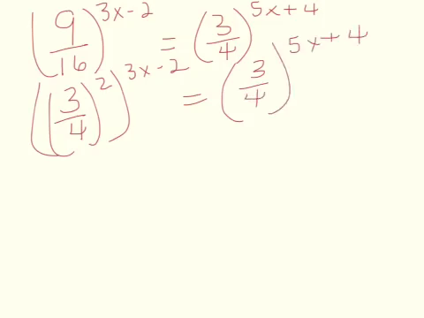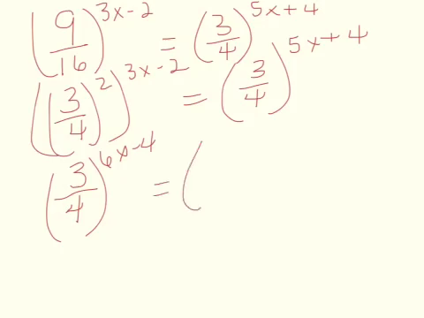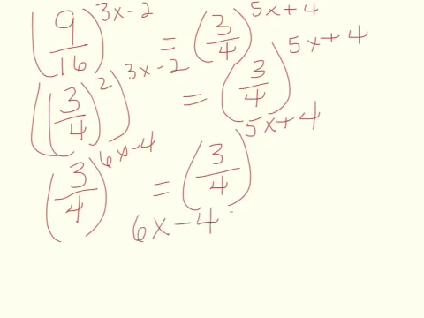And again, we use a rule that says a power to a power we multiply. So that will give me 6x minus 4. And if the bases are the same, then we can set the exponents equal to each other. And we get x equals 8. So far, so good.